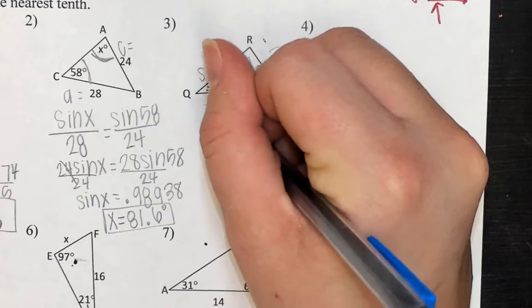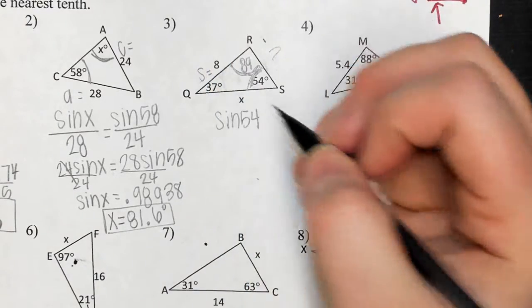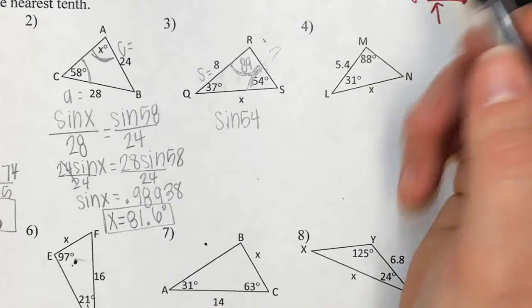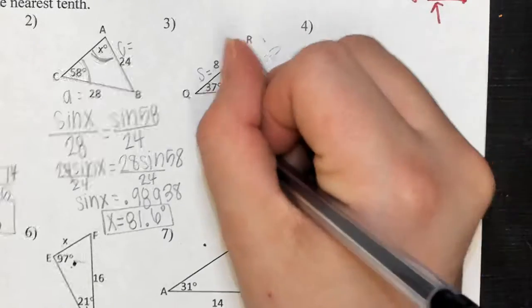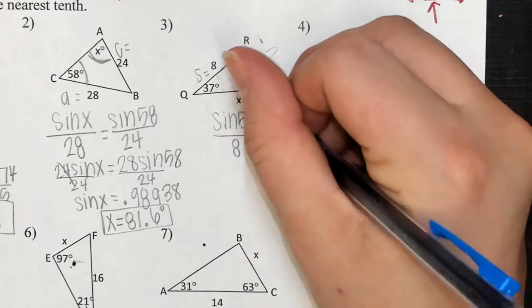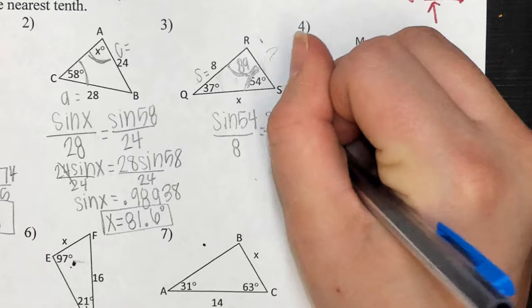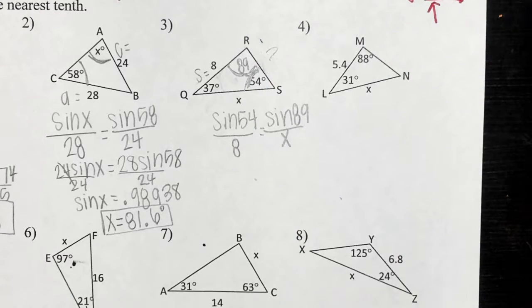Sine of 54. Doesn't matter if you want to put R first, it would work the same exact way. Sine of 54 over what? 8 is equal to sine of 89 over X.